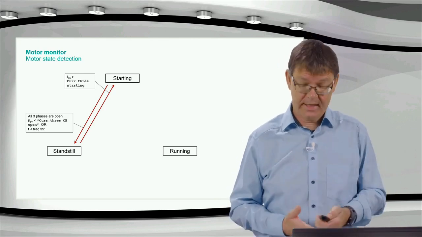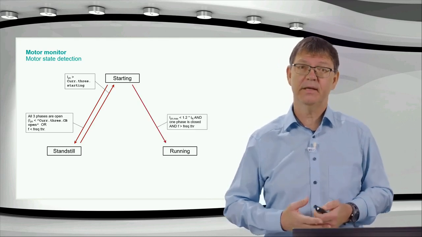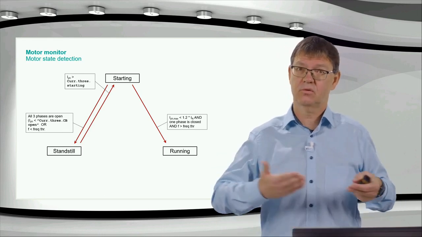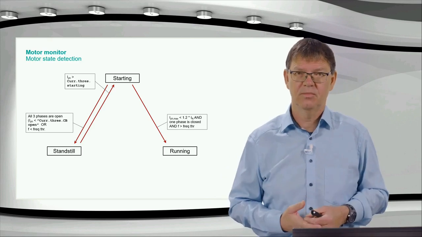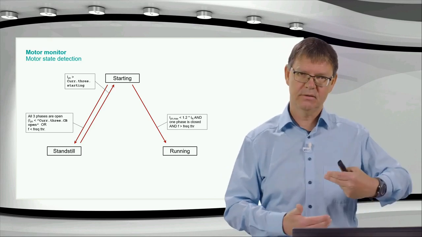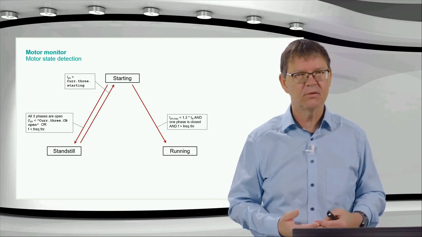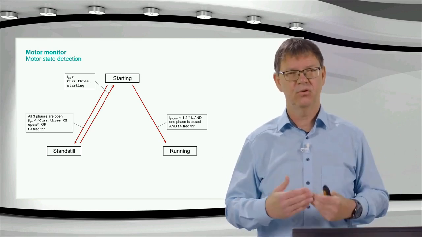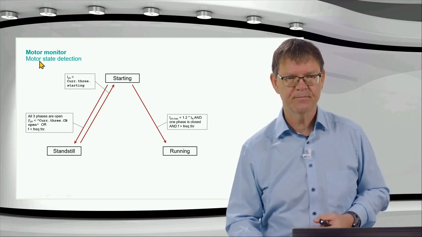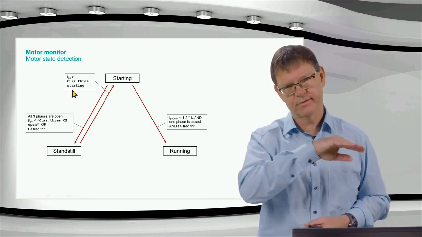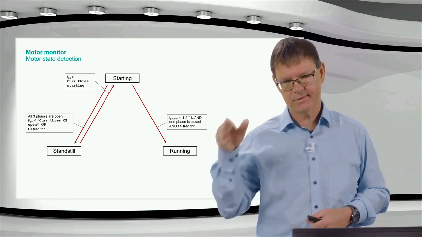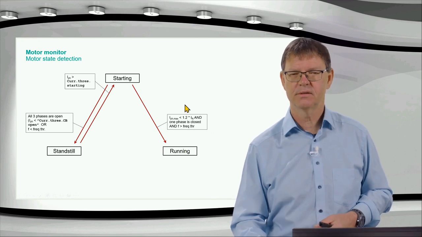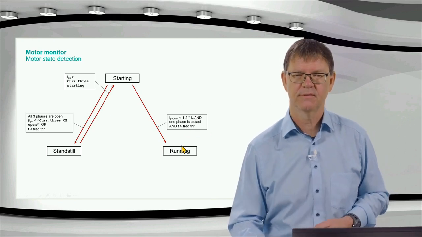Then I have the running state of the motor, and I can come from starting to running if the current goes down again, because we assume the starting current is higher than the nominal current, the load current, which is there when the motor is running normally. So I fall below that threshold, but it's not just that threshold, because the current goes down slightly and drops down. It must be below another threshold, and this is 1.2 times the nominal current.